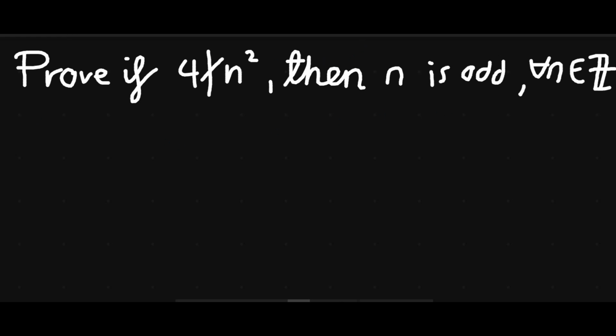Hello everybody. Today we're proving that if 4 doesn't divide n squared, then n is odd for all integers n. By the way, this sign here would mean 4 divides n, and that means that n divided by 4 equals k, so the division gives you an integer. Okay, so let's get into this.